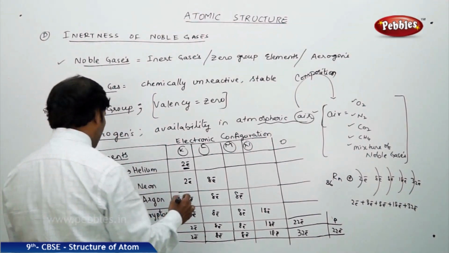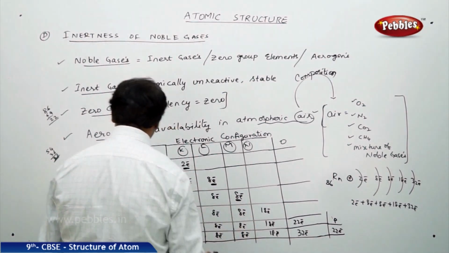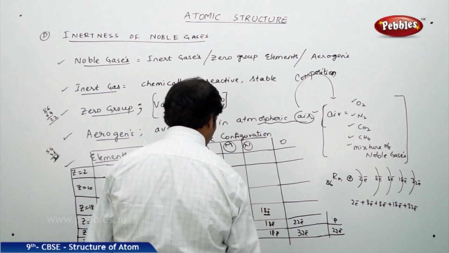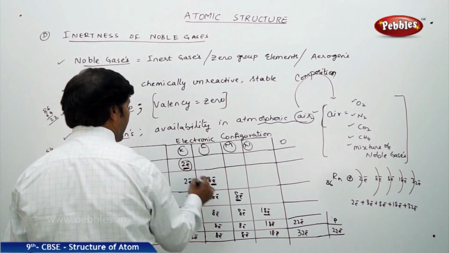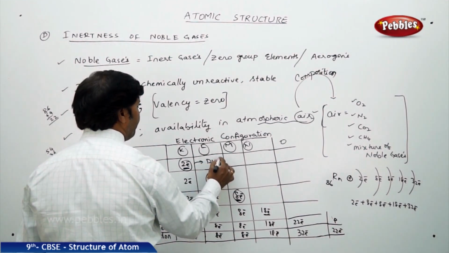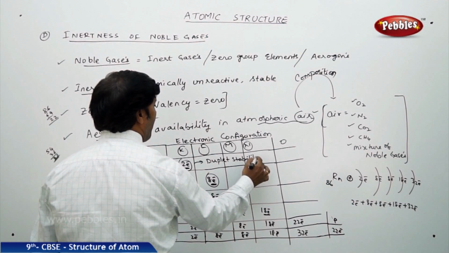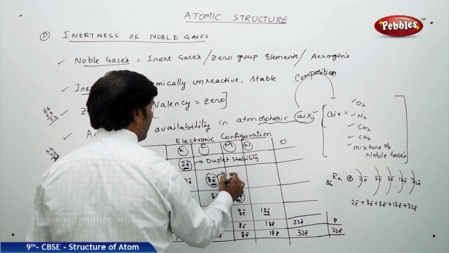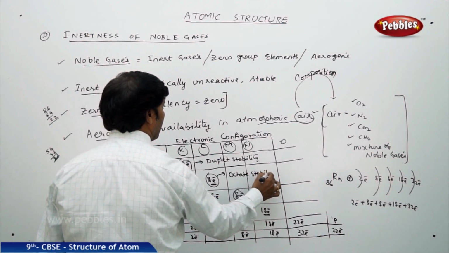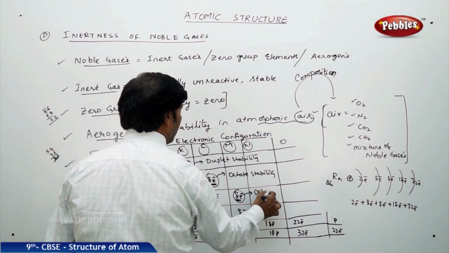So what you are noticing here is, particularly if you take helium, it has 2 electrons in the outermost orbit, neon has 8 electrons, argon has 8 electrons, and even krypton has 8 electrons in the outermost orbit. So for the first elements, if 2 electrons are there, it is called duplet stability. If 8 electrons are there, it is octet stability. And again, one more 8 electrons, again it is octet stability.